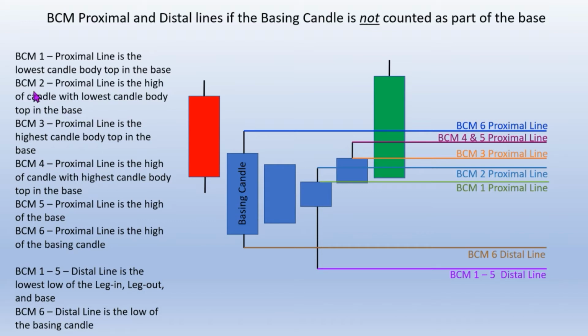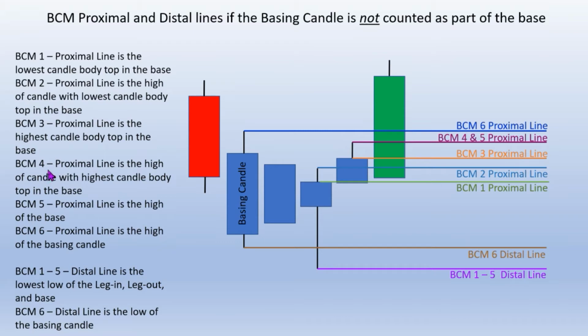For BCM2, the proximal line is the high of the candle with the lowest candle body. So this is the lowest candle body, and here's the high, the wick, and so this is where the proximal line will be drawn for BCM2. For BCM3, the proximal line is the highest candle body top in the base. So in this scenario, this is the highest body, and so you would draw your proximal line here.